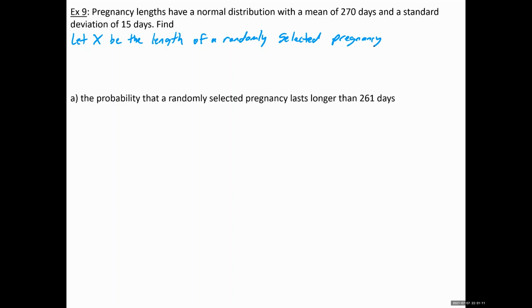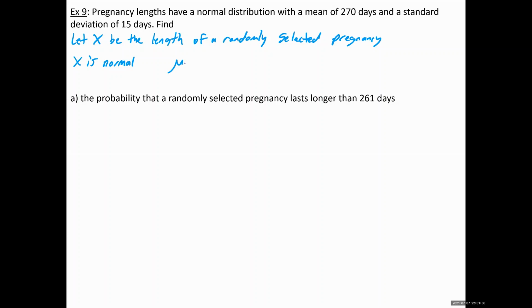Whatever the random variable is, write down what it is. So what's the number you get when you draw one out of the bag? It's the length of somebody's pregnancy. It's the length of a randomly selected pregnancy. Also, I'm going to write down that X is normal because they tell us it's normal. Pregnancy lengths have a normal distribution. That's what they tell us.